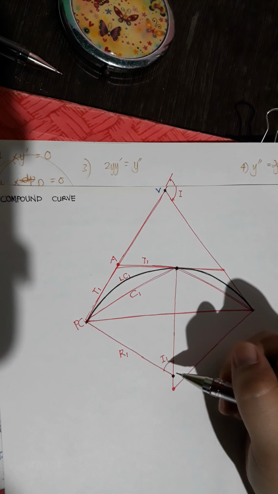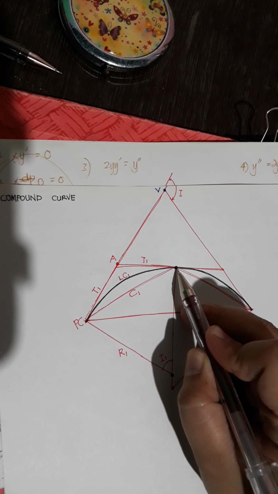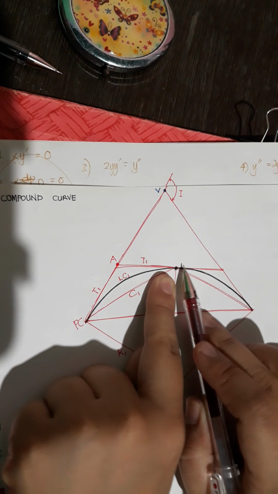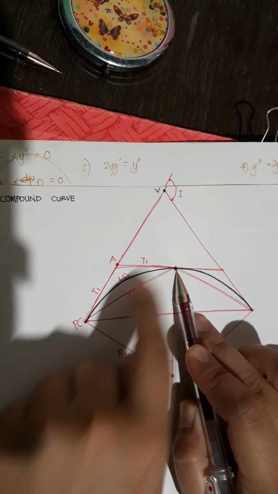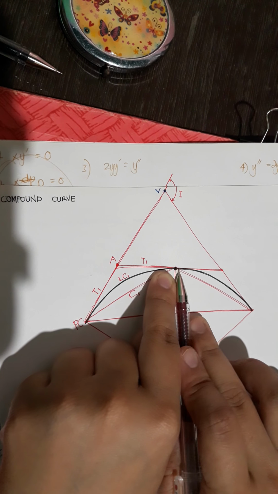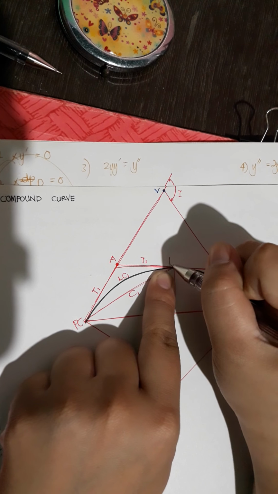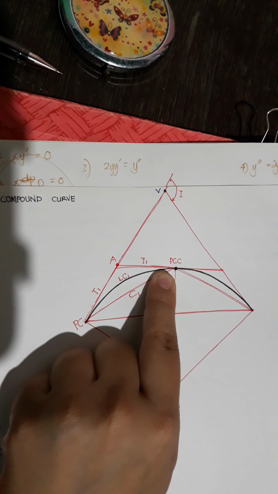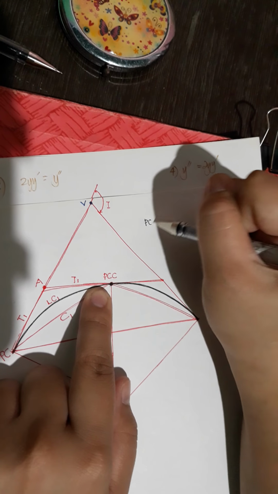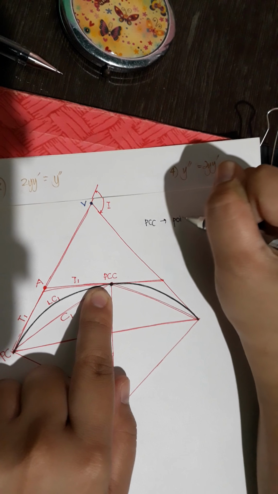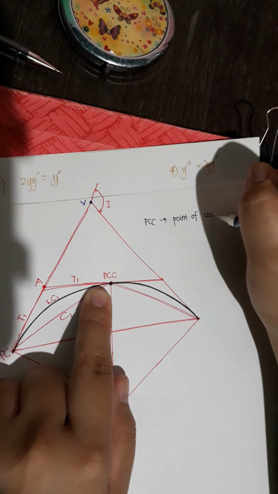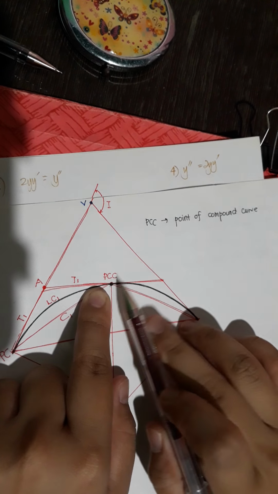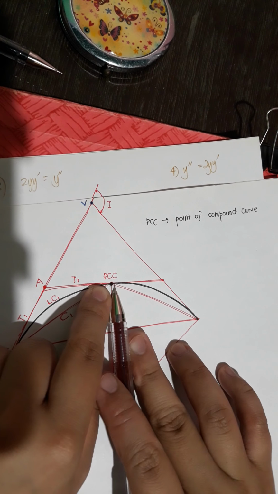Now, a compound curve is when after the ending point of the first curve, it will be continued by another simple curve. So the ending point of the first curve, which serves as the beginning point of the second simple curve, is what you call PCC. PCC is the point of compound curve, the beginning point of the second simple curve.